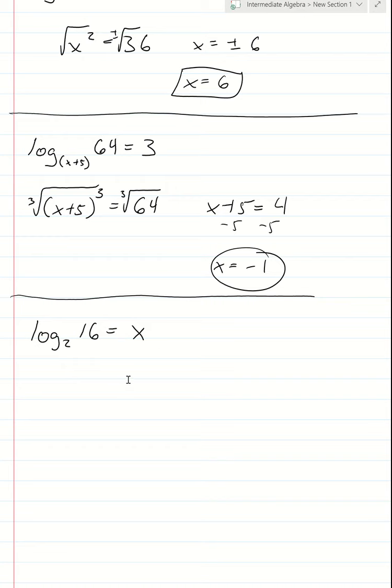Okay. We can't actually use our calculator for this because our calculators are pre-programmed for log base 10. So, like we've been doing, let's rewrite this in exponential form. So now we would have 2 to the x power equals 16. And now what did we create? Here we created an exponential equation.